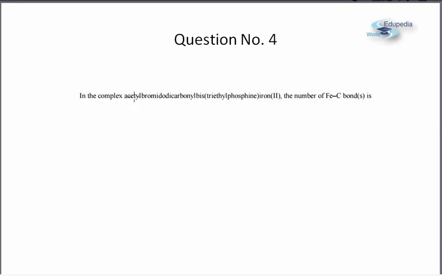Question number 4 says that in the complex acetyl bromido dicarbonyl bis triethyl phosphine iron 2, the number of Fe-C bonds is. Now this is a pretty long complex, but let me draw a rough, simplified structure. I am drawing iron 2 at the center, and then it says bis triethyl phosphine. So that means triethyl phosphine is PEt3. Okay, so two PEt3 groups will be there.